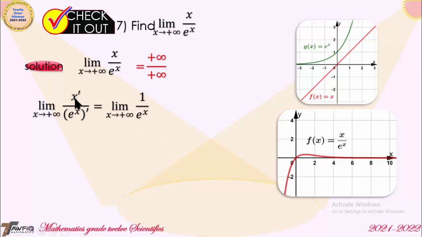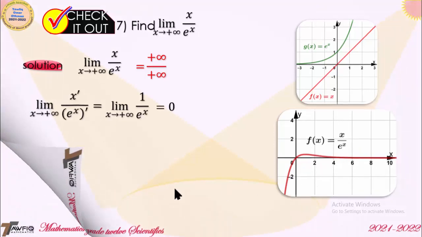The derivative of the numerator is 1, and the derivative of the denominator, the derivative of e to the power x, is e to the power x, and this function goes to 0. As you can see here, the function f of x equal to x over e to the power x, when x goes to the positive infinity, this function approaches 0.